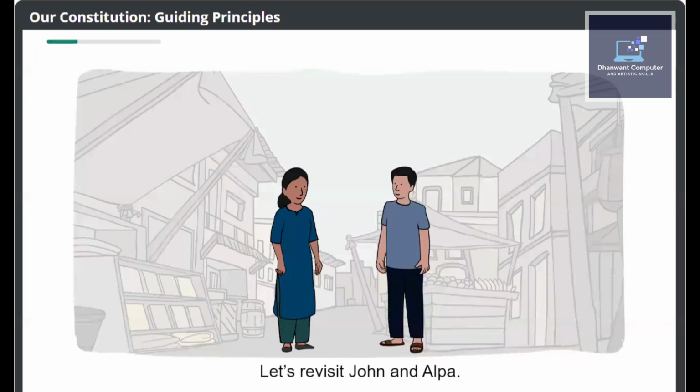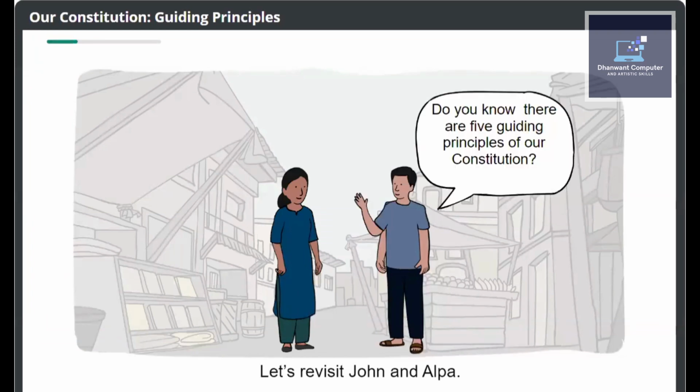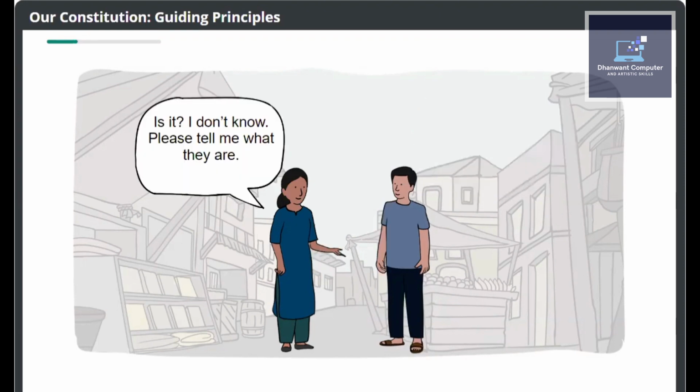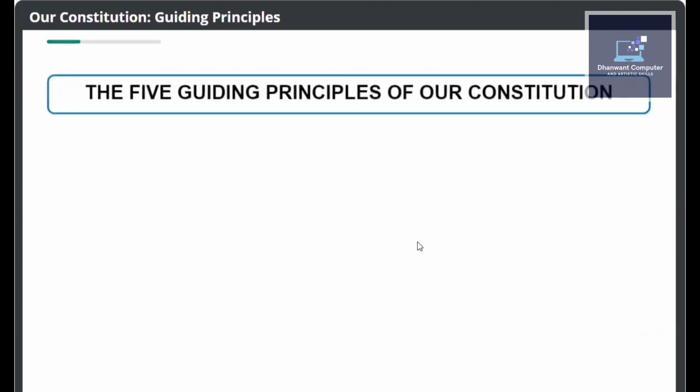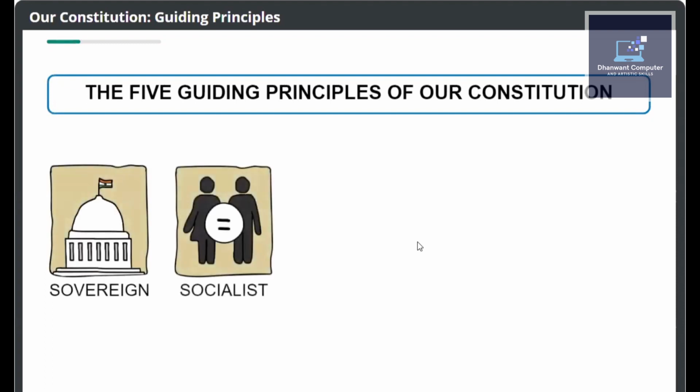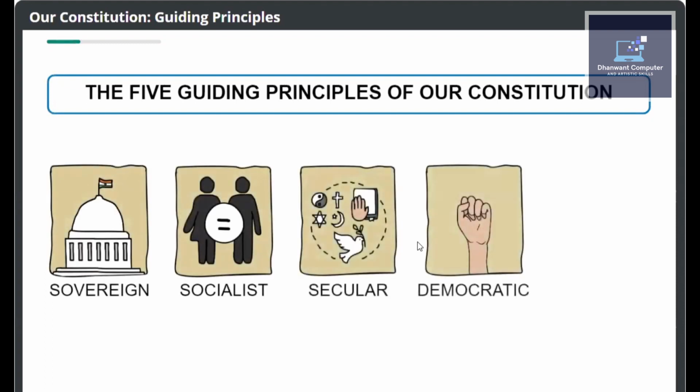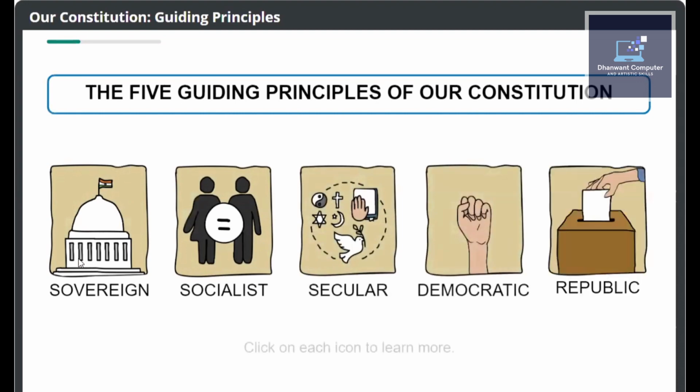Let's revisit John and Alpa. Do you know there are 5 guiding principles of our Constitution? Is it? I don't know. Please tell me what they are. Sure. Click on John to know more. The 5 guiding principles of our Constitution are sovereign, socialist, secular, democratic, republic. Now, click on each icon to learn more.